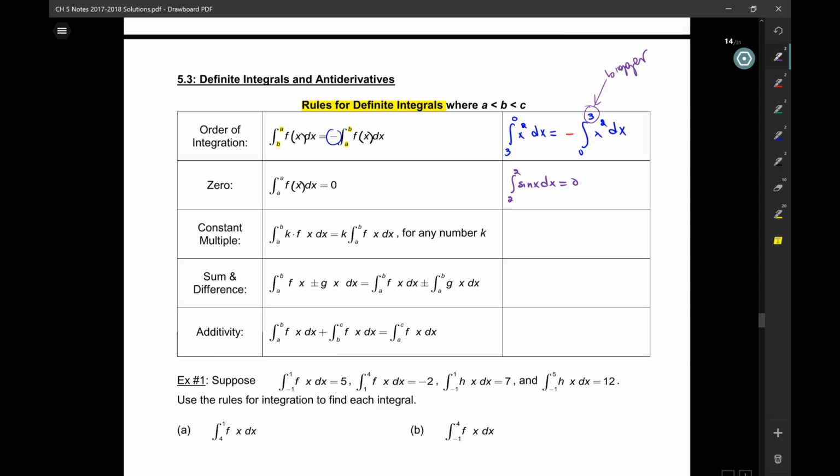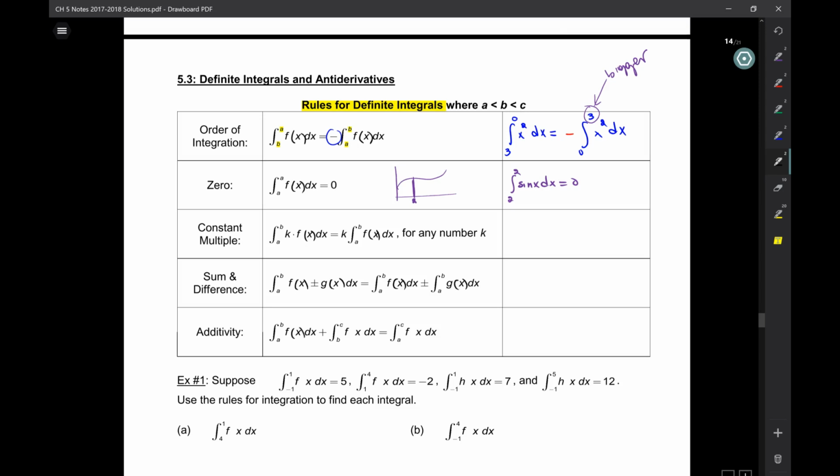No matter what your function is, if you're finding the integral or the area from 2 to 2, there's no point. There is no area for you to find. Okay, how about if you have a constant multiple?